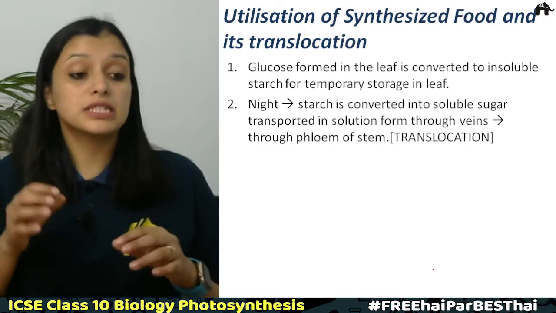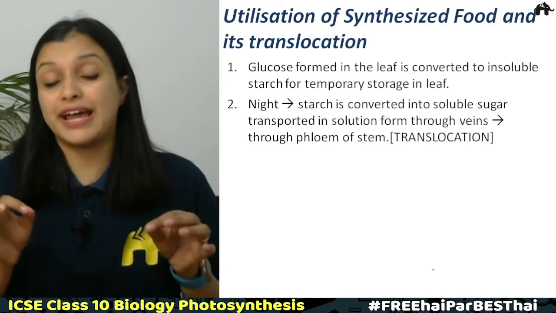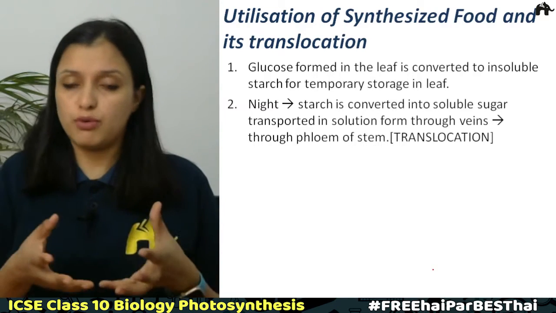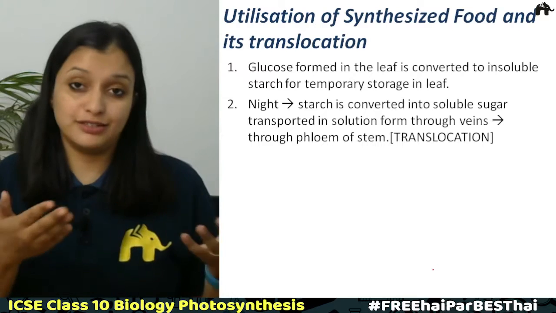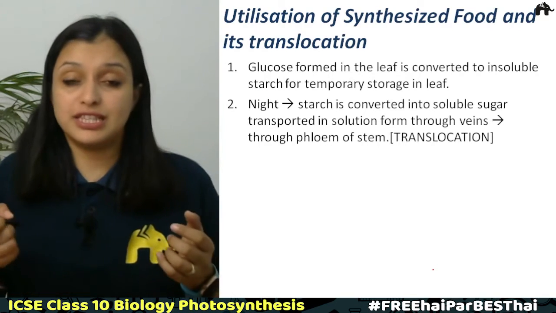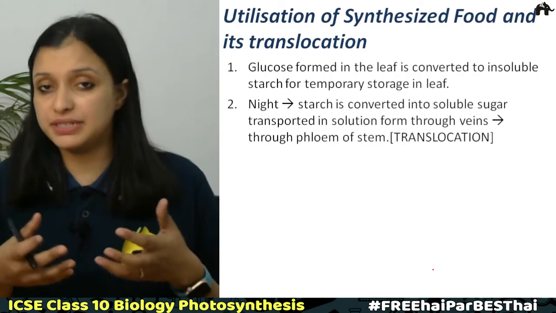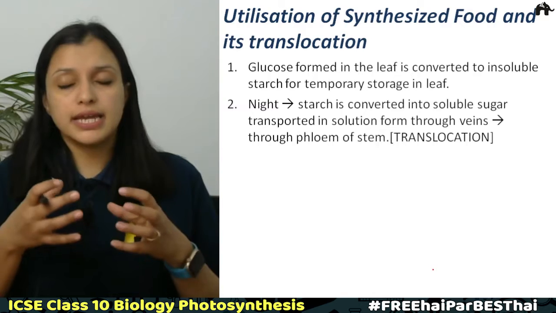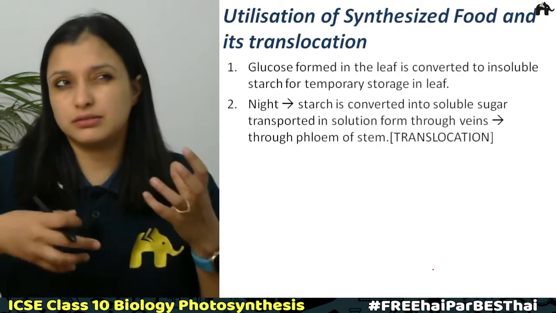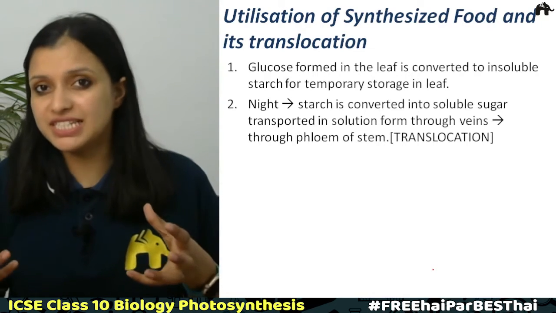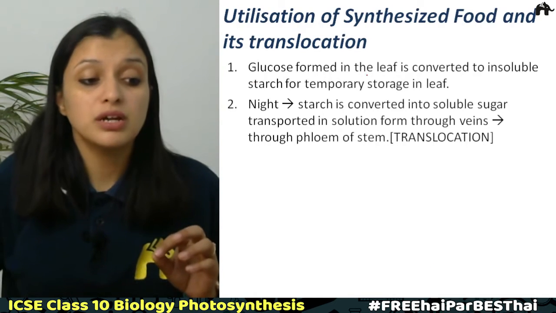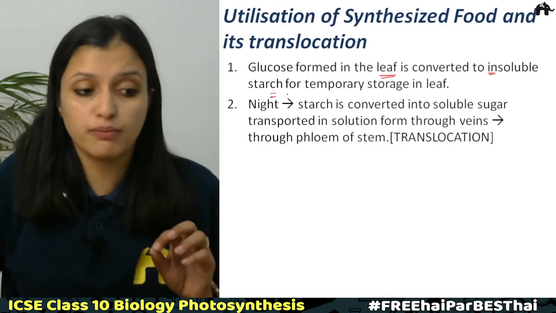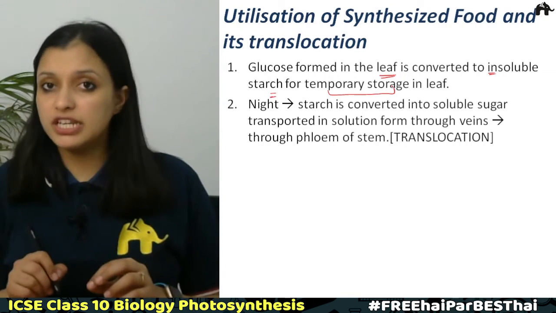Now the next topic is utilization of synthesized food and its translocation. So food is synthesized in the leaves in the form of glucose. We all have studied that in the process of photosynthesis. This glucose is formed very rapidly during photosynthesis, right? Now this glucose is not transported with that great speed inside the plant. So for some time this glucose is stored by the leaf in the insoluble starch form, and that is the temporary storage in the leaf, right?